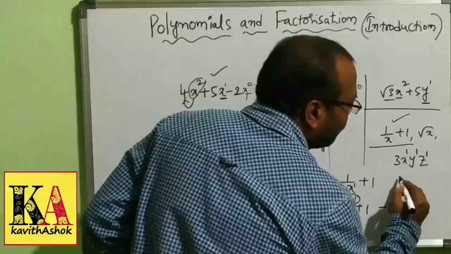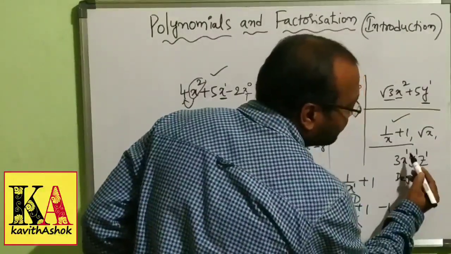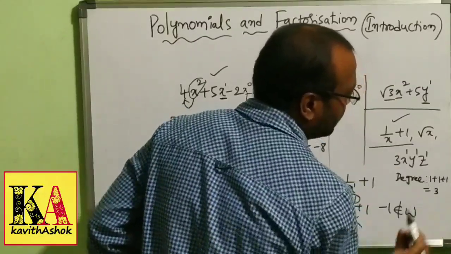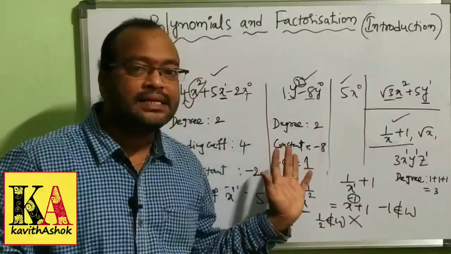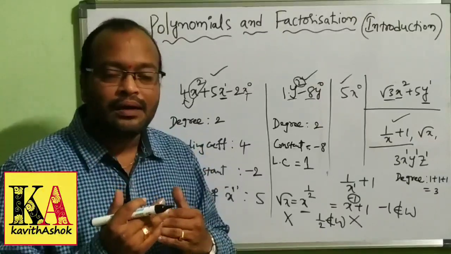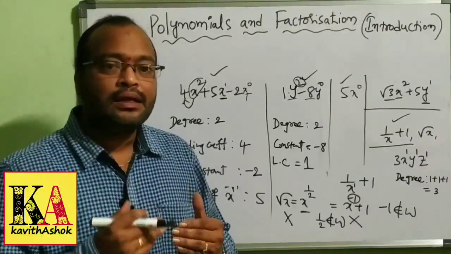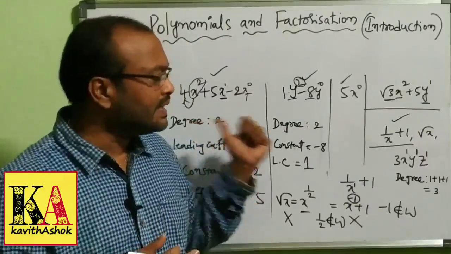So when we want to find out the degree, look at here. We can add the powers 1 plus 1 plus 1, this is equal to 3. Degree of this polynomial is 3. So whenever an expression is given, first we will verify whether that is a polynomial or not. If it is a polynomial, which type of polynomial, which degree polynomial? If degree is known, what is the leading coefficient? What is the constant? We can easily calculate.